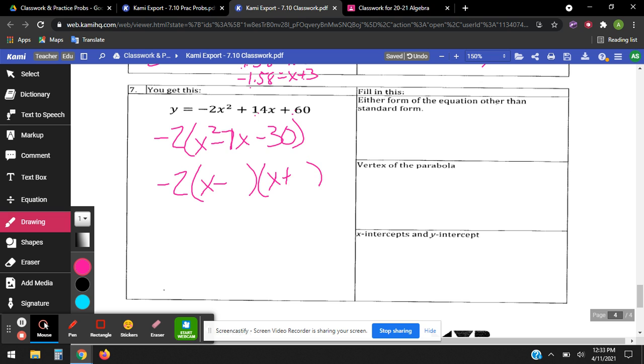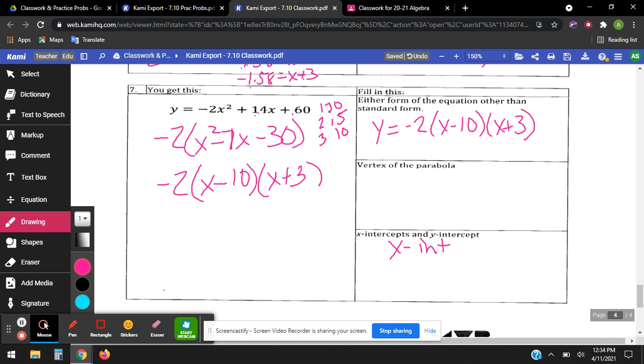Minus and a plus. 1 and 30, no. 2 and 15, no. 3 and 10, not 3 and 5. I did 15 on that one. There we go. 10 and 3 subtract to get 7. But I need a negative 7. So the 10 goes here, the 3 goes here. That took a lot more effort than it should have. Okay, x minus 10, x plus 3. There we go.